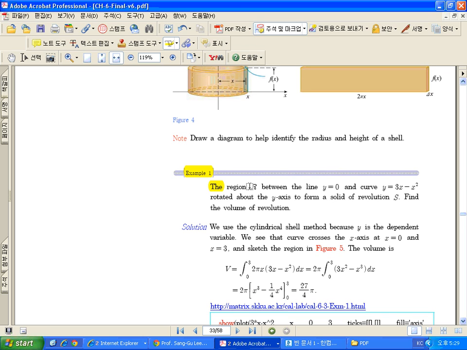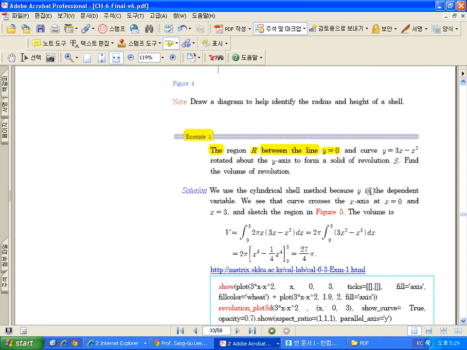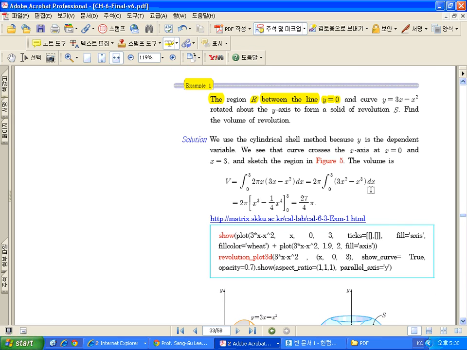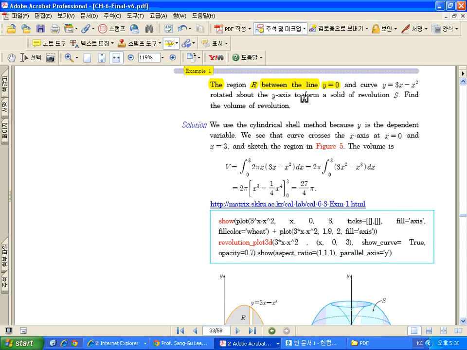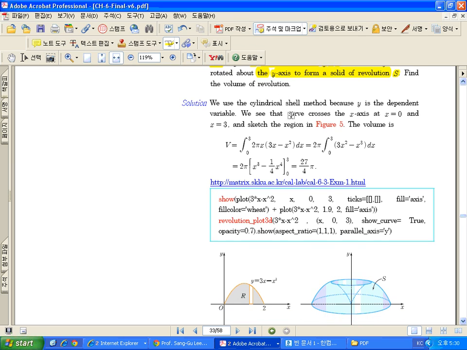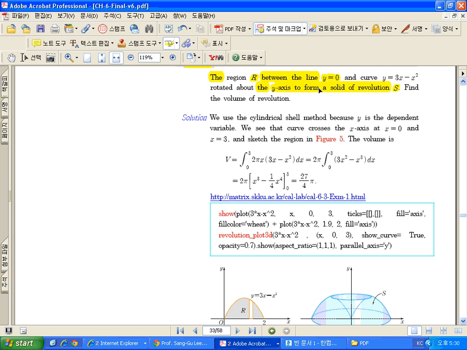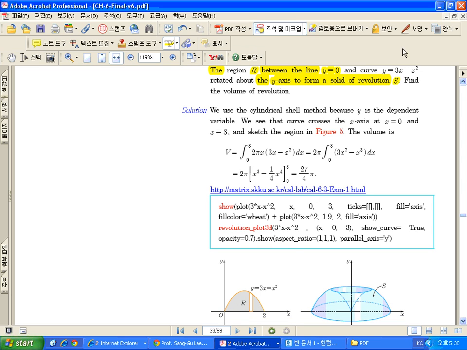So example 1: the region R between the line y equals 0 and the curve y equals 3x minus x squared is rotated about the y-axis to form a solid of revolution S, and we find the volume of revolution. This is what we are looking for: the region between y equals 0 and the curve y equals 3x minus x squared, rotated about the y-axis to form a solid of revolution S.